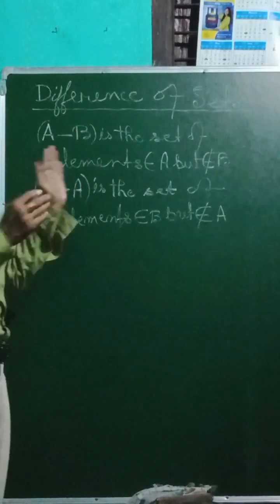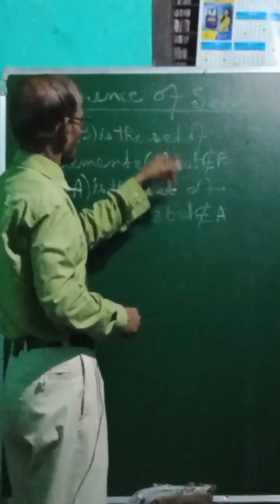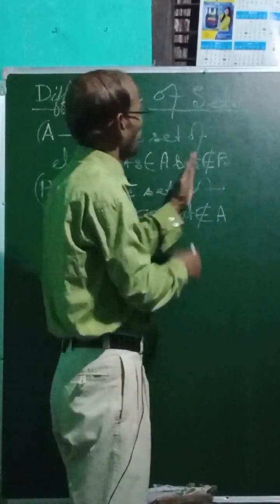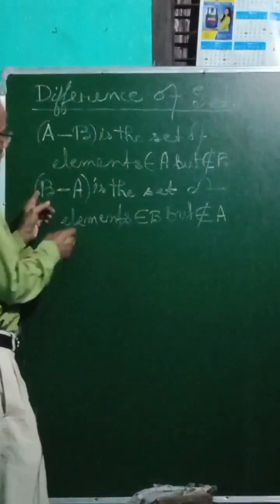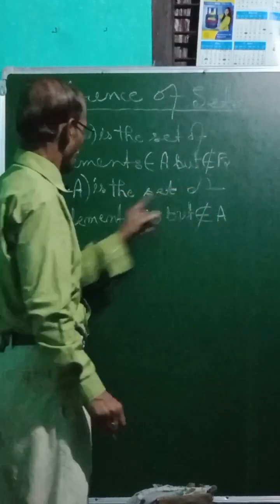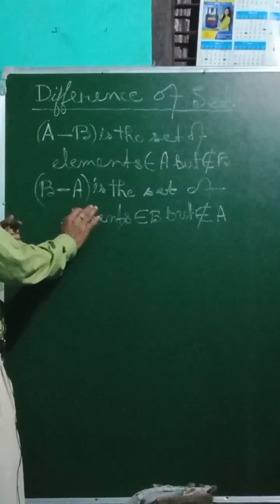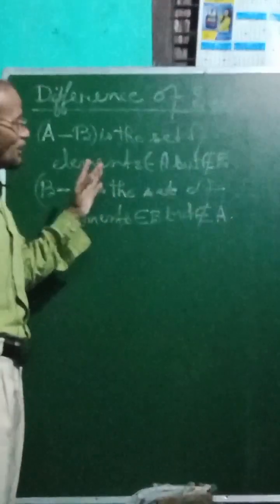Set A minus B means the set of elements that will be present in A but not present in B. Similarly, B minus A is the set of all those elements that belong to B but do not belong to A. Okay, these are the definitions. Take two examples to understand two situations.